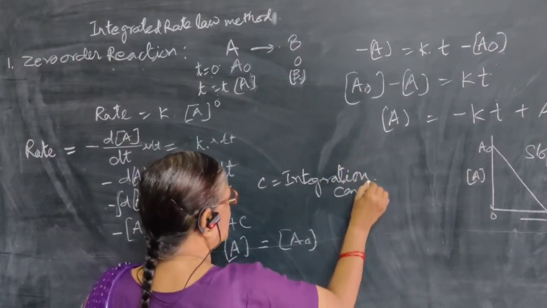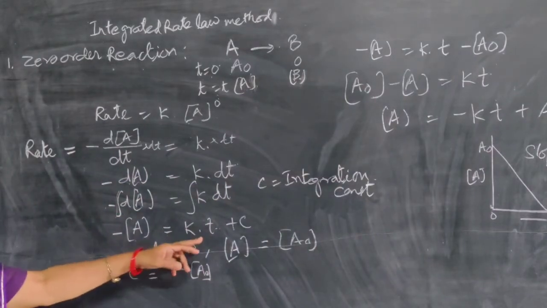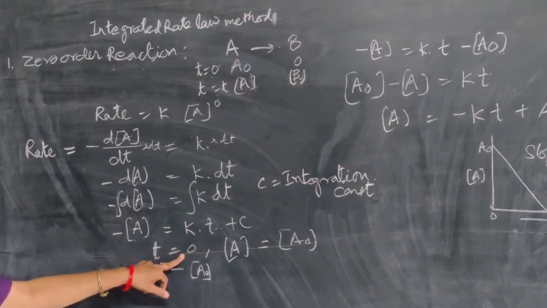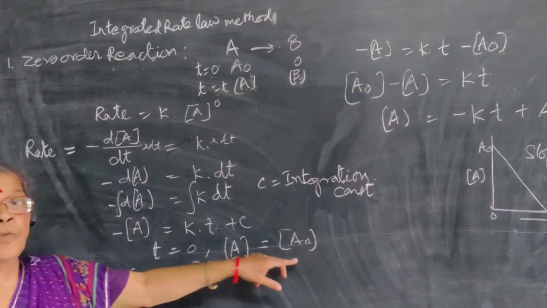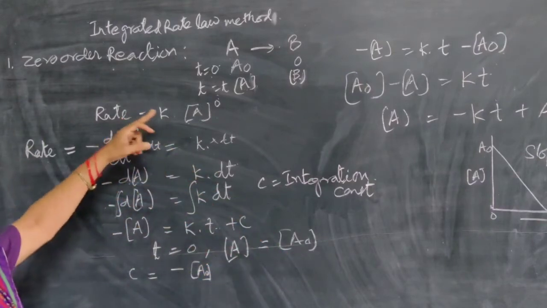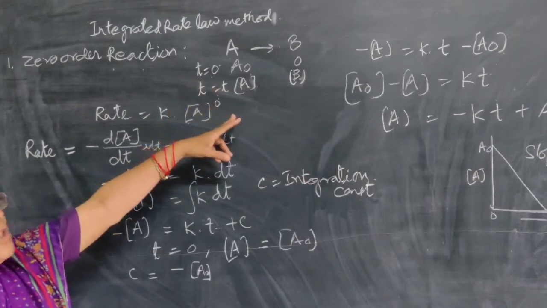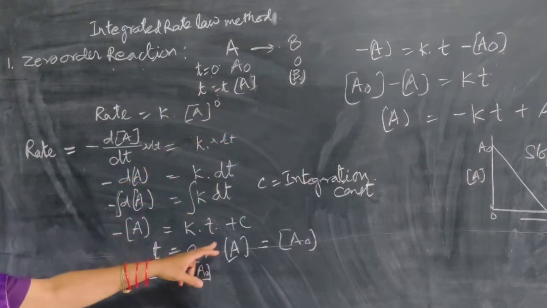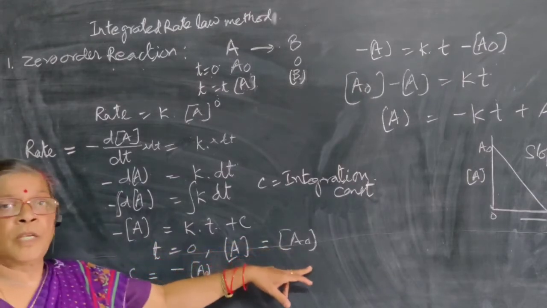Integration constant. Now we have to find out the value of this integration constant. To find the value of C, we can put t equal to 0. When time is 0, A will be equal to A0. From here you can see that when the time is t, the concentration is A, and when t is equal to 0, the concentration will be A0. So when we put t equal to 0, A is equal to A0.